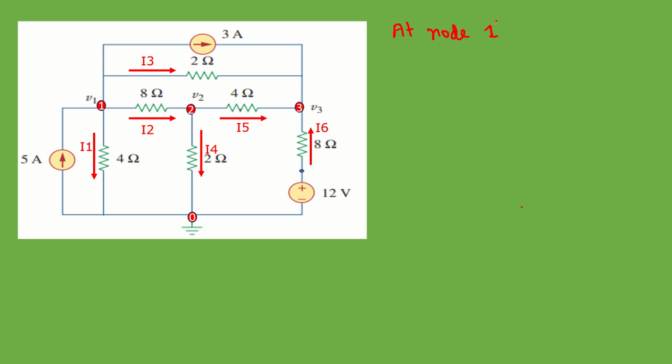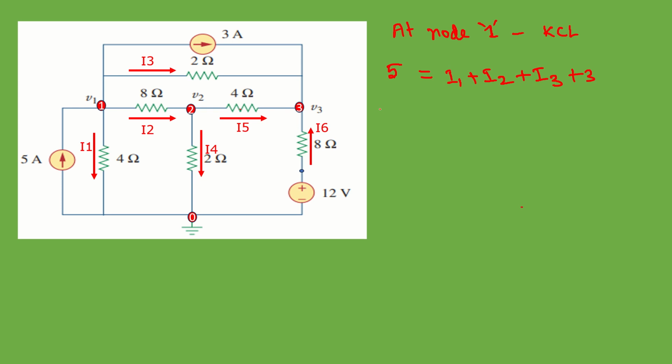At node 1, we'll apply KCL. Here the incoming current for this node 1 is this 5 amps current, and the other currents are leaving currents only. So this is equal to I1 current plus I2 plus I3 current, and then plus this 3 amps current. These are all leaving currents.